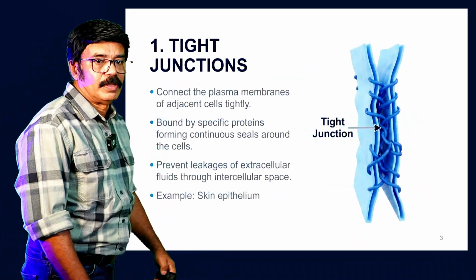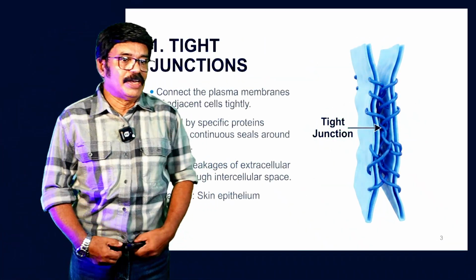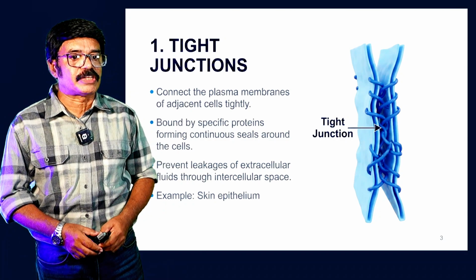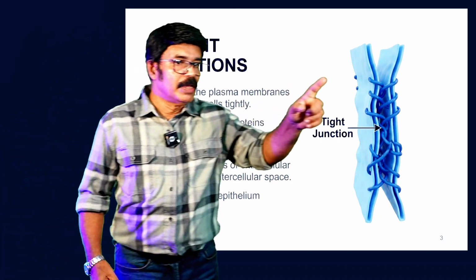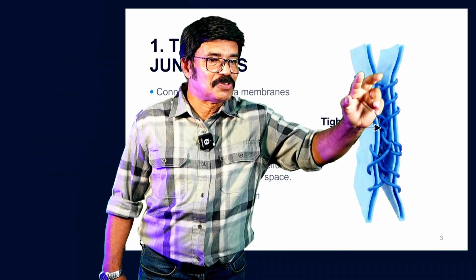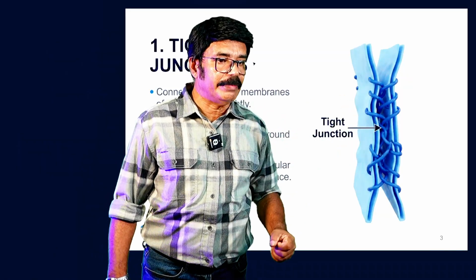Next slide. We are coming to tight junctions. Tight junctions connect the plasma membranes of adjacent cells tightly. This is the plasma membrane. So two plasma membranes join together tightly.